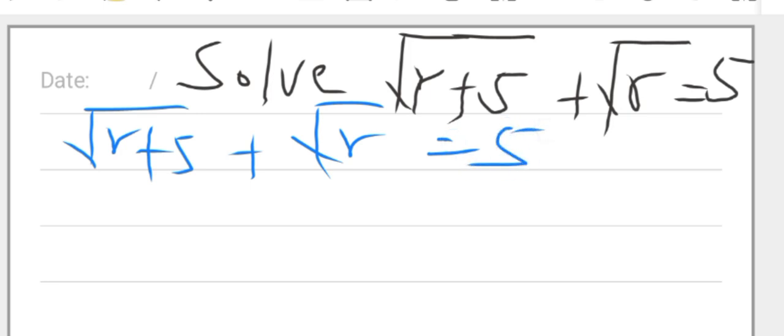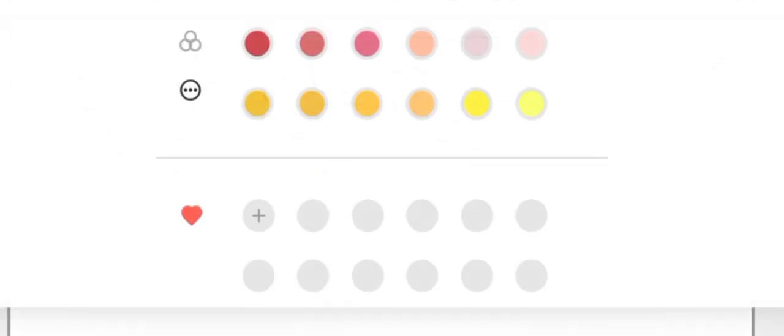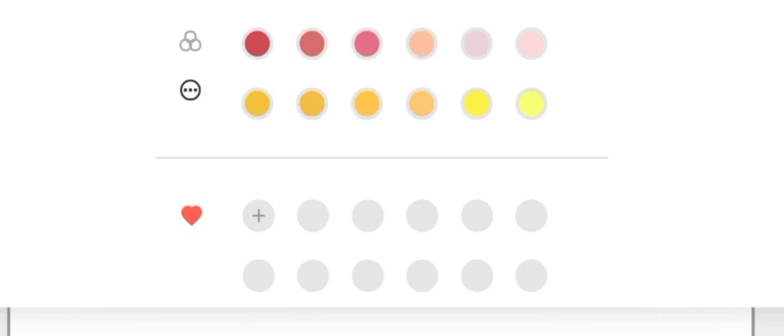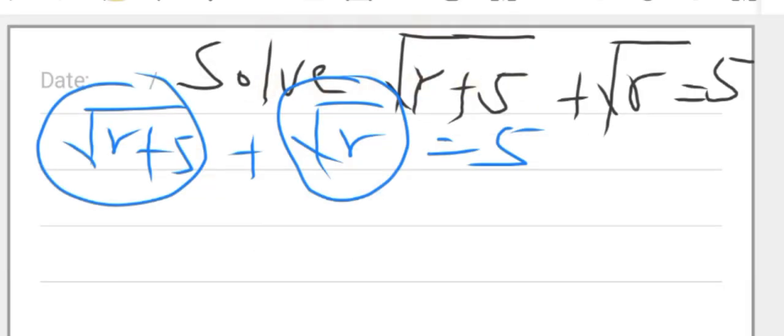Now, first of all, let's check. You realize that the first radical is not the same as this one. They are not like terms, although they both have r. R is in the first one and also in the second one, but they are not the same. So the best way to go about it is to move one of them to the right hand side of the equation.